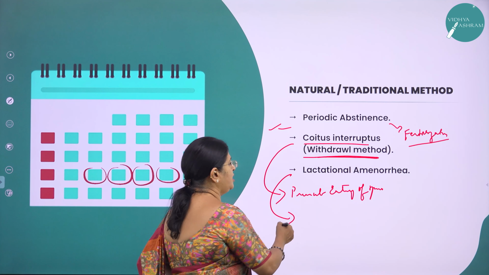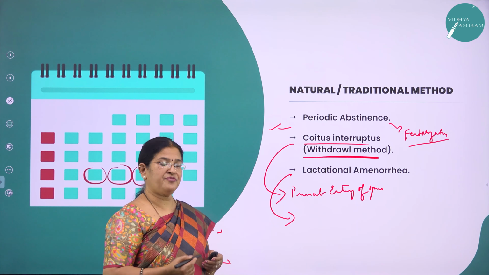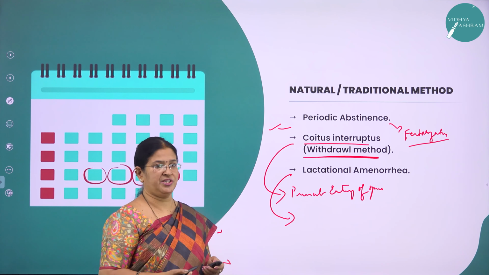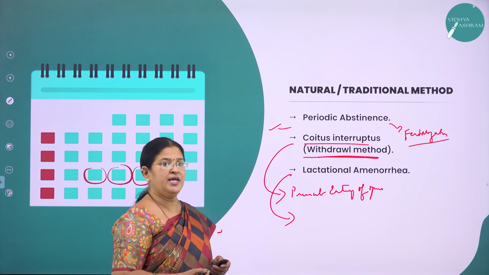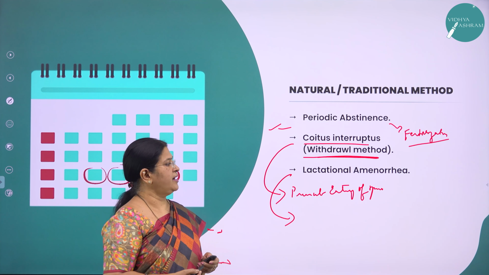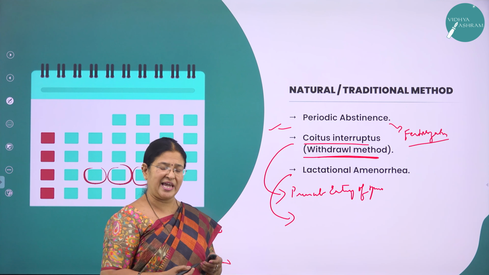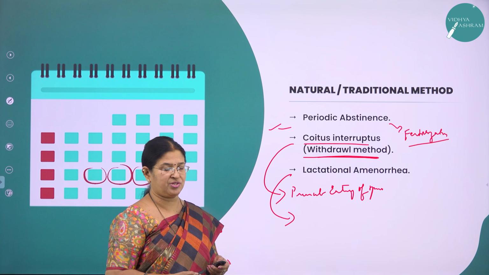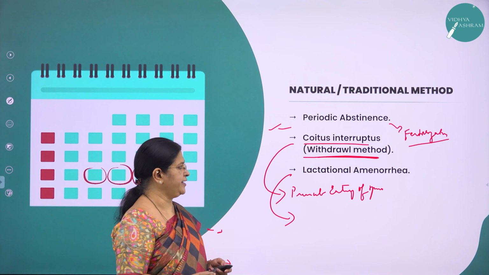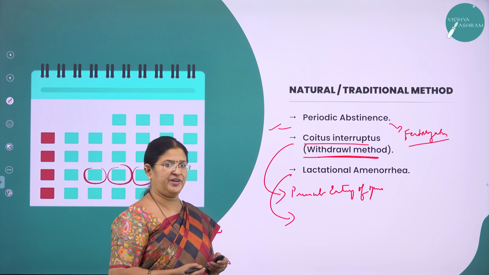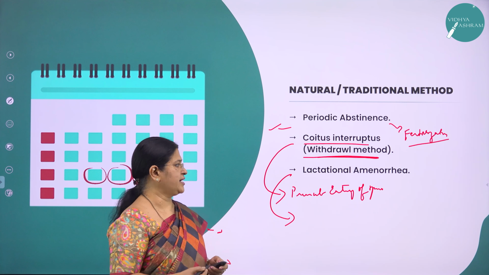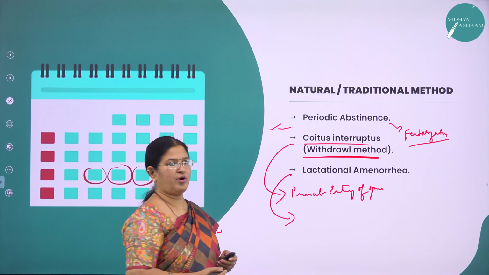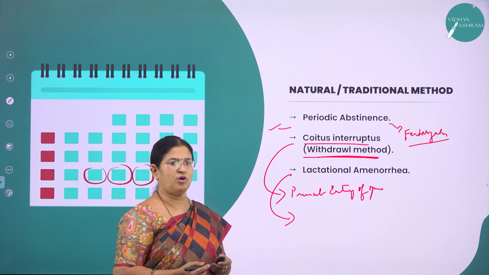Moving on to the third one, called lactational amenorrhea. When breastfeeding during the early months of delivery, definitely she will not have her menstruation. So in the early months of delivery, when she is breastfeeding the young one, she will not have her menstrual cycle, and that is a safe period for the sexual act. But after the onset of the menstrual cycle, it is not a safe period. Till the time she is breastfeeding, she will not have her menstrual cycle. So in that case, the sexual act can be done in that particular time, and she can avoid fertilization, or she can avoid unwanted pregnancy.